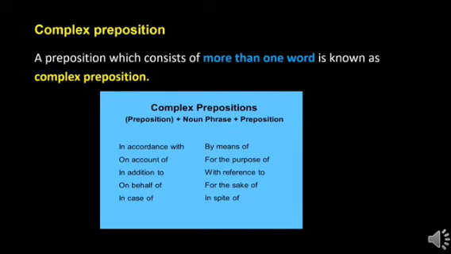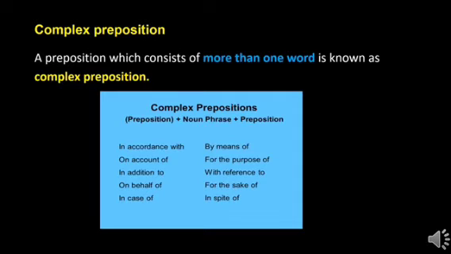The next preposition is the complex preposition. What do you mean by a complex preposition? A preposition which consists of more than one word is known as complex preposition. I repeat it. A preposition which consists of more than one word is known as complex preposition.